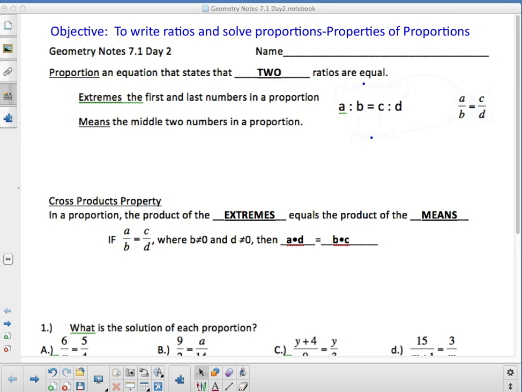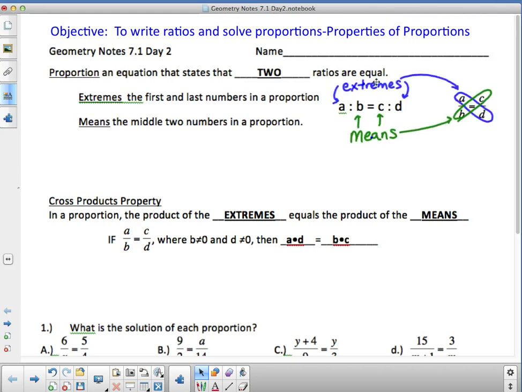So we're looking at proportions, an equation that states that two ratios are equal. Extremes, the first and last number in a proportion, and the means, the middle numbers. What that means is this. When we set up a proportion with the colons, the means are the inside values next to the equal sign. The extremes are the outside ones. So that's how we name these, means extremes property.